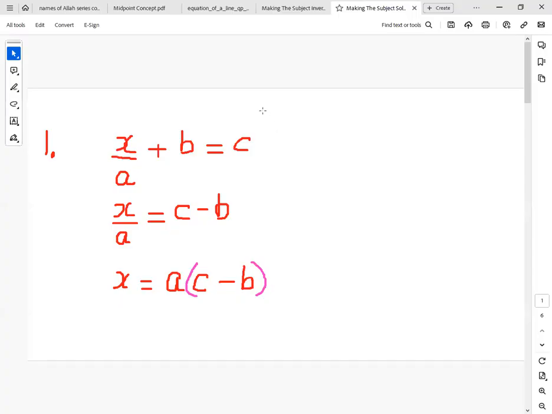The first one: x over a plus b is equal to c. First you take the b to the other side. You subtract b and you get c minus b, and then you multiply on both sides. You could easily have been doing this with numbers.